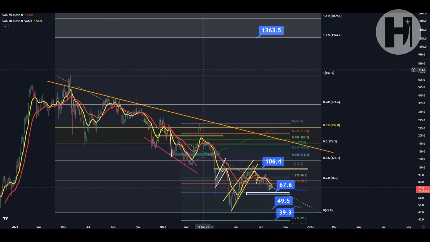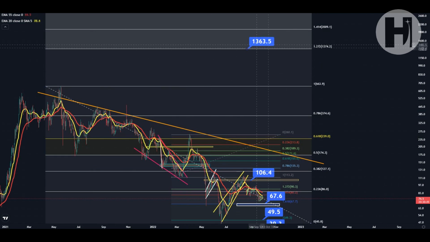So yeah, if the circulating supply did increase after this peak here in May, then it might be difficult to get to this target here.